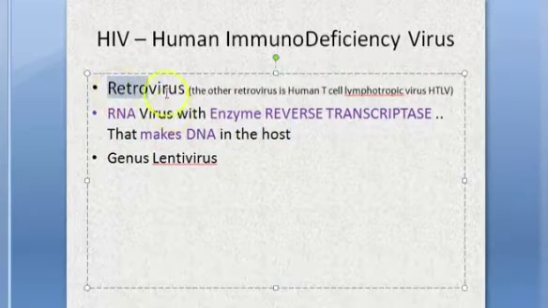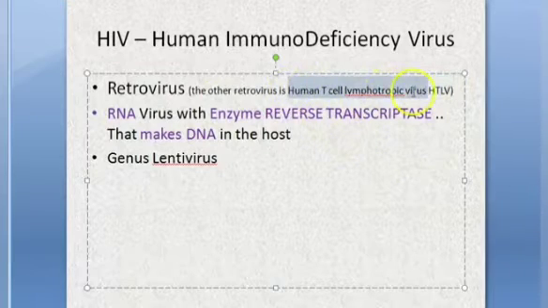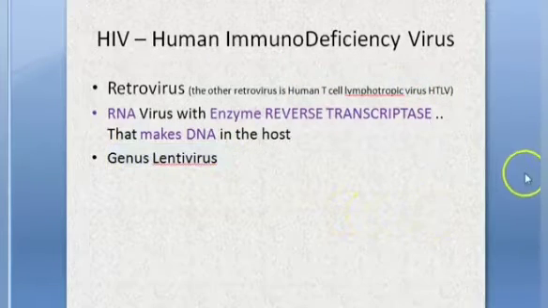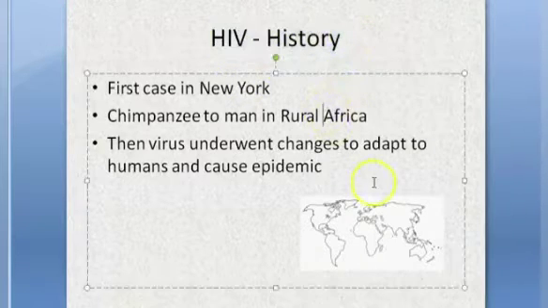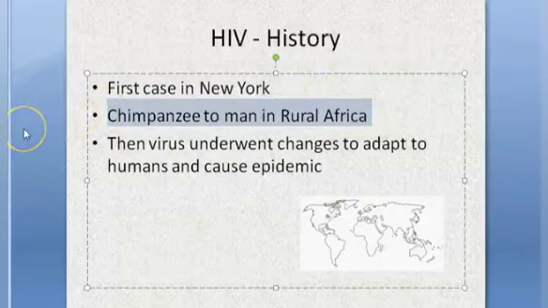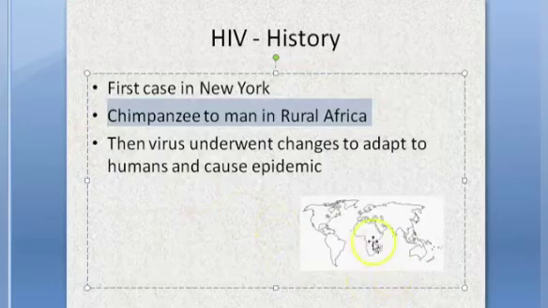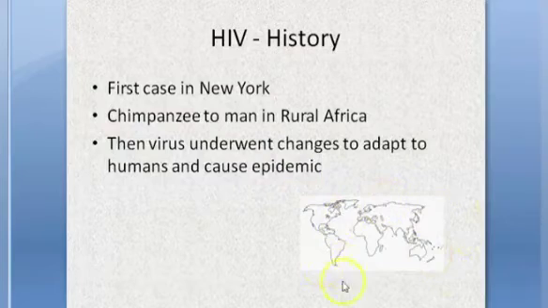Okay. Now, HIV is not the only retrovirus. There's another virus called HTLV, that is human T-cell lymphotropic virus, which is also a retrovirus. The genus is lentivirus. If you want, you can remember that. Okay, this is a small introduction. Then we saw the history of HIV. We saw that the first case was in New York, and how this disease came from chimpanzee to man in rural Africa. The virus then underwent adaptation in humans, and it now causes an epidemic in the world.